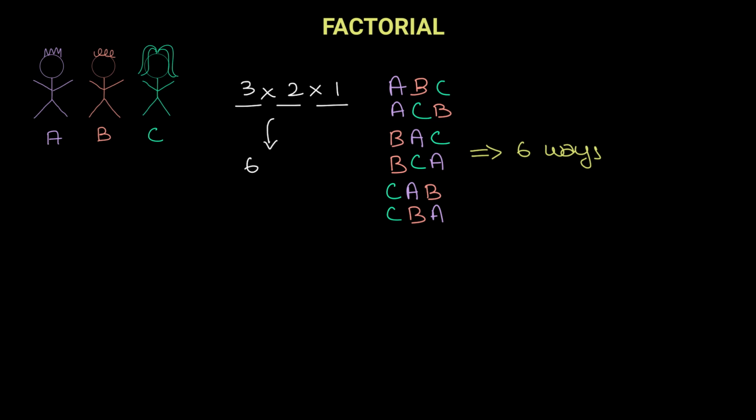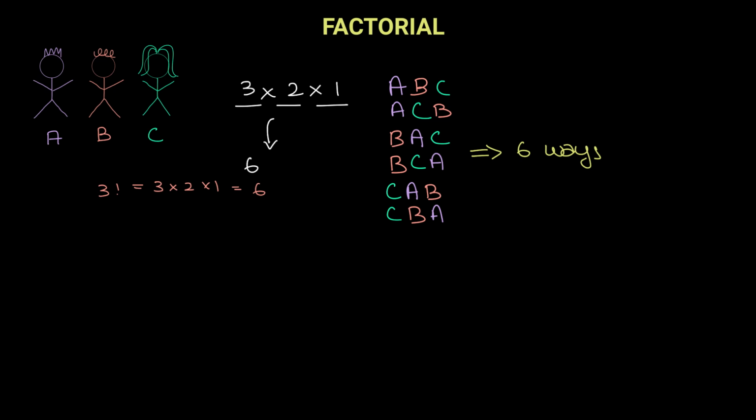And this is where the concept of a factorial comes in. 3 factorial can be written as 3 into 2 into 1, which is essentially arranging 3 objects, A, B, C, in 3 factorial ways. 3 into 2 into 1, which gives you 6. And as we have found here, there are 6 ways of arranging 3 people.